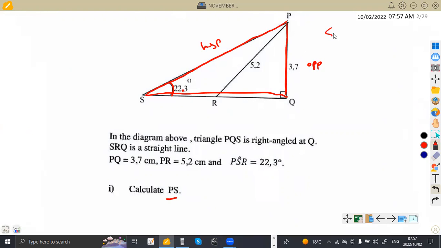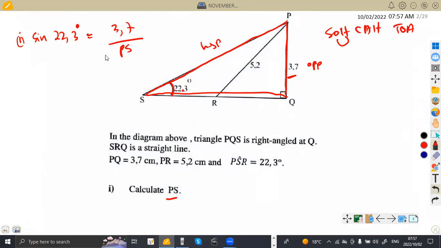So which ratio are we talking about from our SOH CAH TOA? This is for sine, opposite over hypotenuse. So sine theta, which is sine 22,3, is equal to the opposite, which is 3,7, over the hypotenuse, which is PS, the one that you're calculating. To find PS, you can just cross multiply here. That's PS times sine 22,3 degrees, which is equal to 1 times 3,7, that's 3,7.